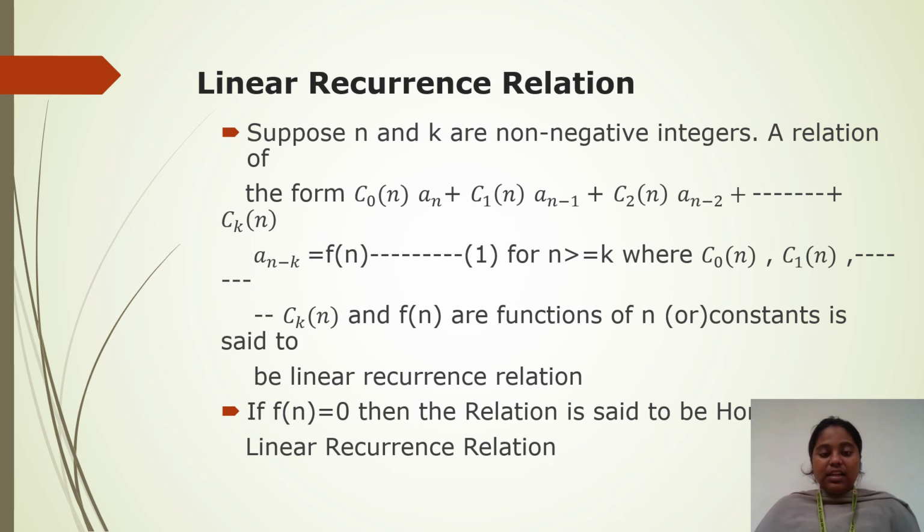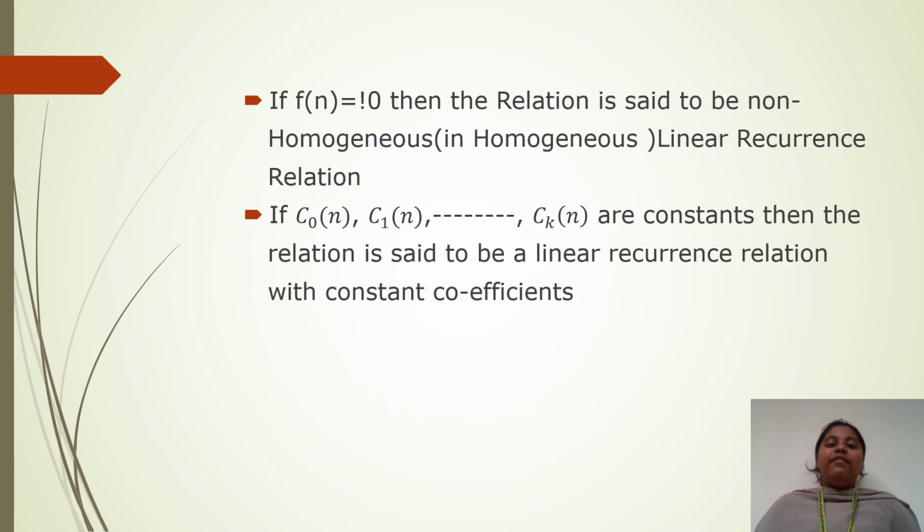If f(n) is equal to 0, then the relation is said to be a homogeneous linear recurrence relation. If f(n) is not equal to 0, then the relation is said to be non-homogeneous, also known as an inhomogeneous linear recurrence relation. If c_0(n), c_1(n), up to c_k(n) are constants, then the relation is said to be a linear recurrence relation with constant coefficients.